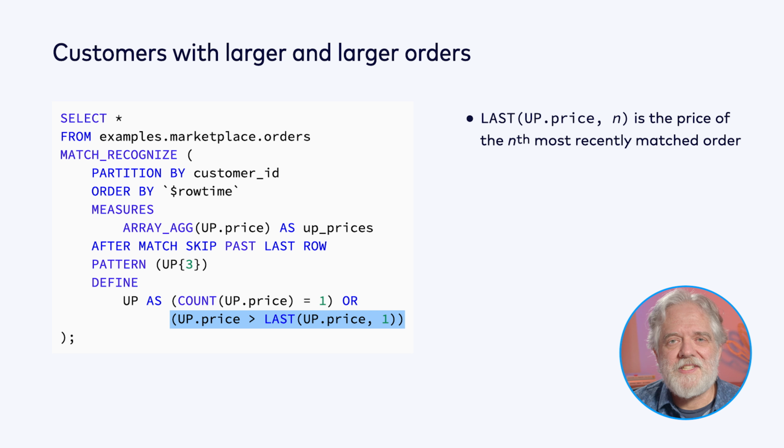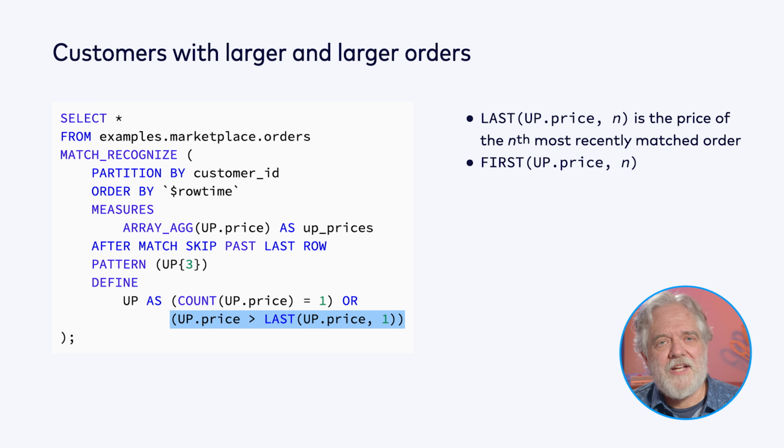The heart of this condition is expressed here, using the last function. Here we are comparing up.price, which is the price of the incoming row, to the price of the previously matched order. If there was no previous order, this price comparison would be false. In general, the last function lets you look backwards through the stack of recently matched records and access the values of their fields. In this case, we are just looking back one record and checking the price of the last order. There is also a first function. It behaves very similarly, except that it starts counting from the first matched records instead of the last.